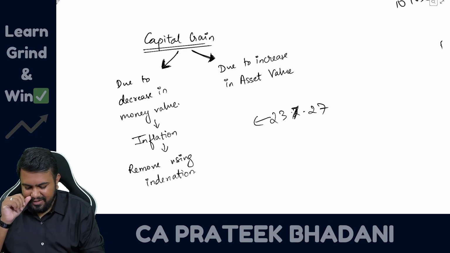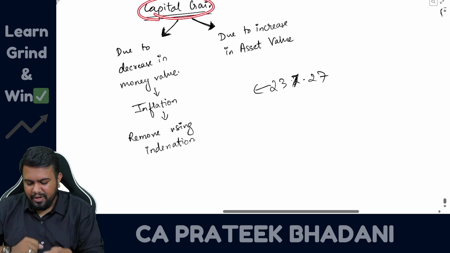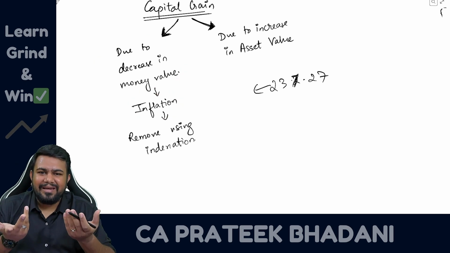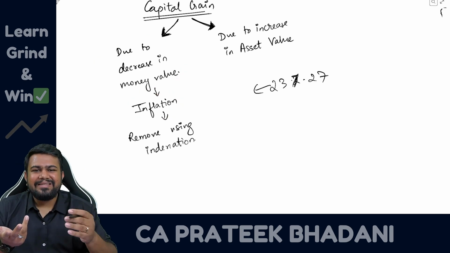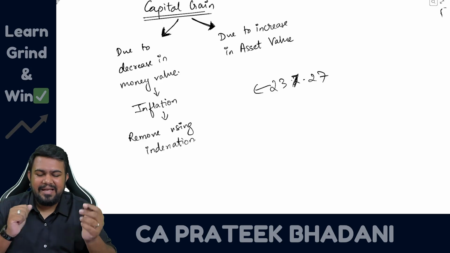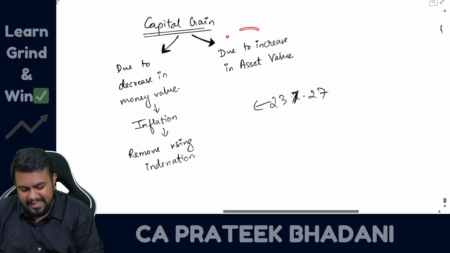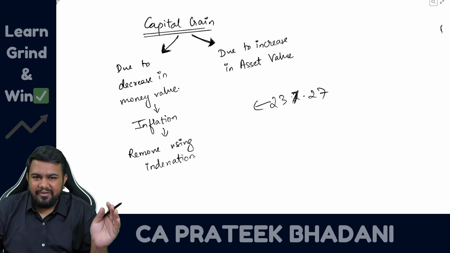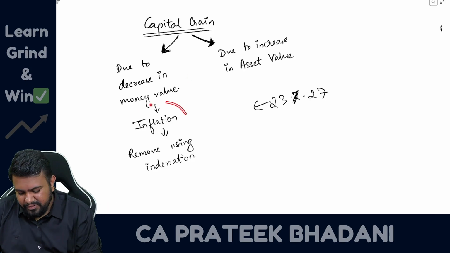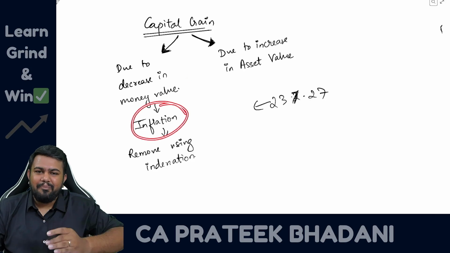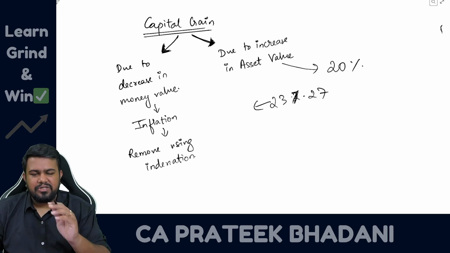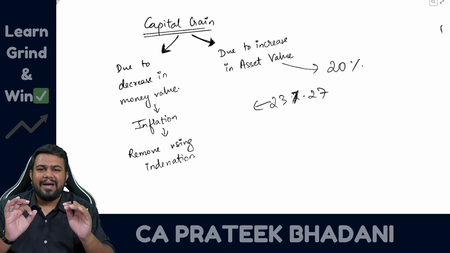But whenever you are getting a capital gain because of the decrease in money value, it is called inflation. It is not your real profit. It is only a decrease in the value of money. So why tax it? That is why the government will only tax the increase in the asset value. That is why the government said that we will remove this inflation from the capital gain. On the balance capital gain alone, you give us the tax at 20%.